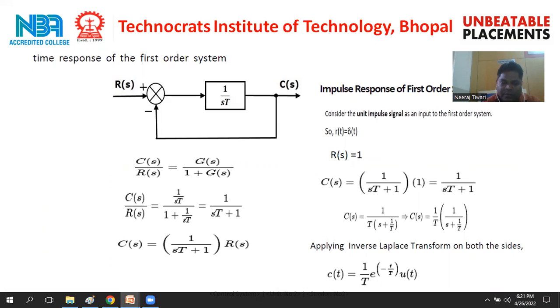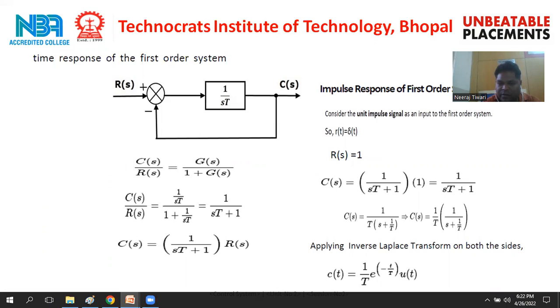So the result will be 1 upon Ts plus 1. Now we will find out the output. So C(s) is equal to 1 upon Ts plus 1 multiplied by R(s). First of all, we apply the impulse response signal for the first order system. So for the first order system, we apply the unit impulse signal.